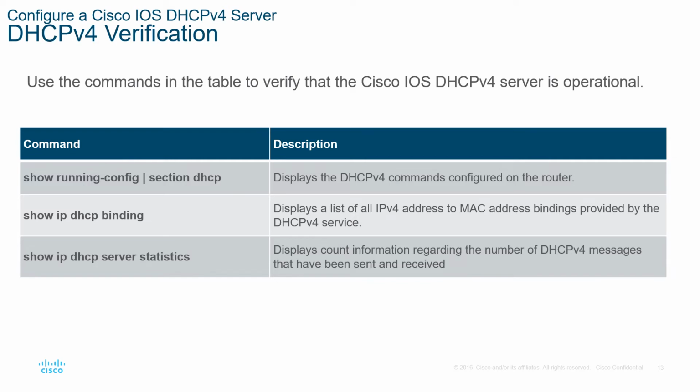Then to verify, show run. If you want to check if a MAC is binding to the IP assigned by the DHCP server, we type show ip dhcp binding. If you want to display count information regarding the number of DHCP messages, we type show ip dhcp server statistics.